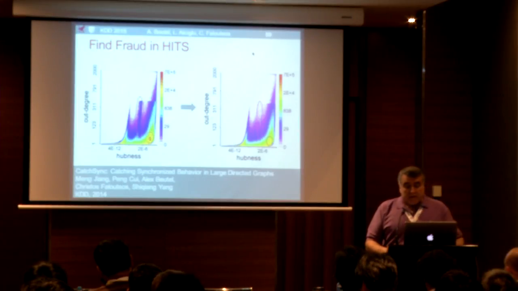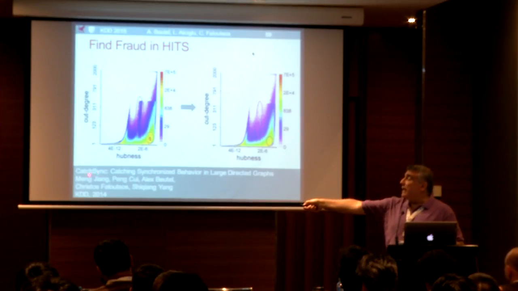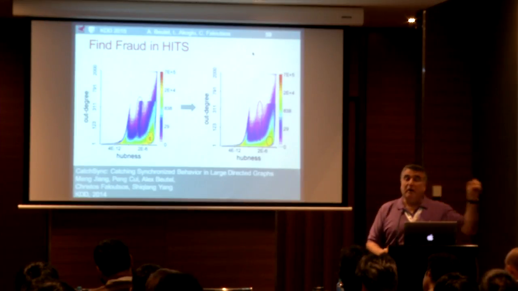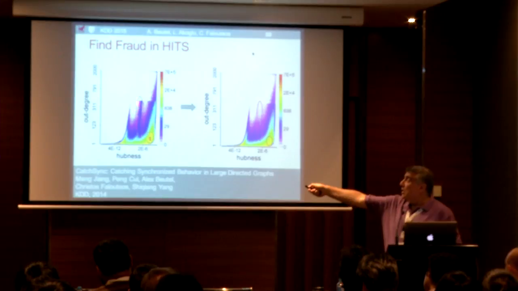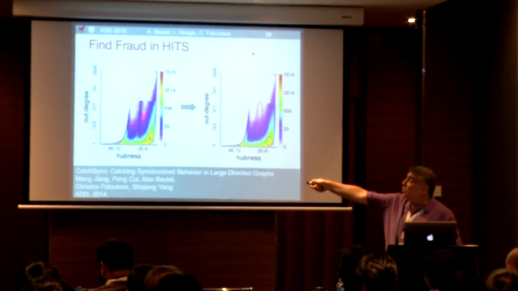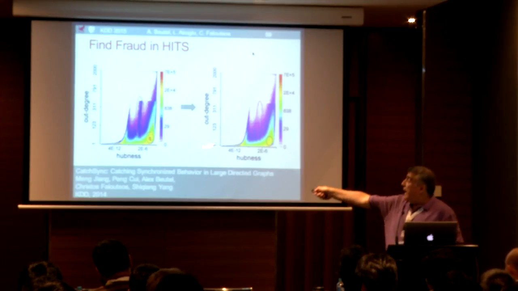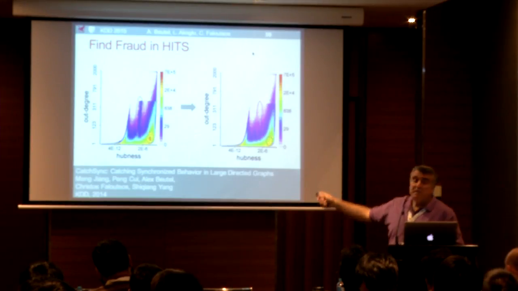We won't go over the details, but the idea is that after we apply this CatchSync algorithm, which penalizes groups that are coherent and far away from the rest, we see that this blue stripe disappears. They were all deemed fraudsters by the algorithm. And some of the red crosses here also disappear.